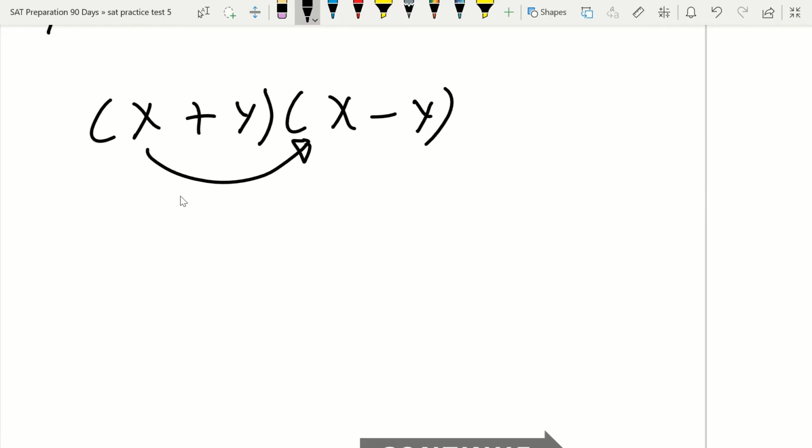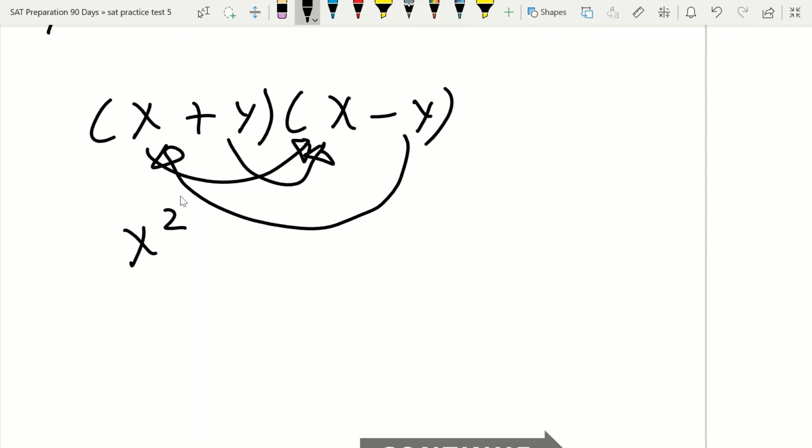Obviously, we're going to end up with x squared. And then we're going to have plus yx and a minus yx, which will cancel. Then we're going to have a plus y times a minus y, and that will leave us with minus y squared. So we would end up with x squared minus y squared.